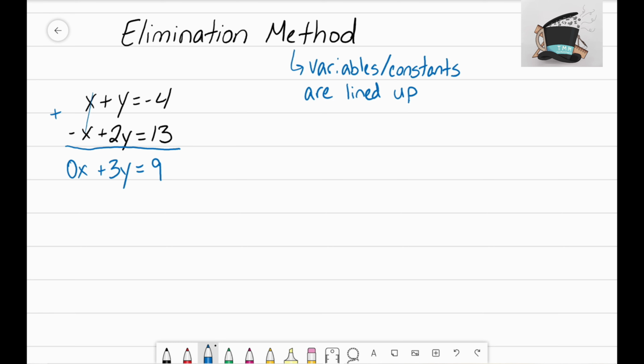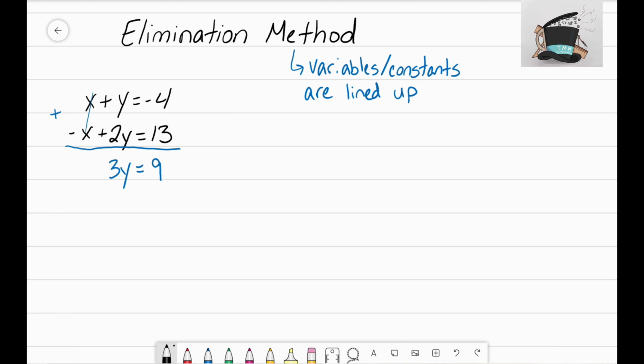Now, I wrote down here the 0x. That can sometimes get a bit confusing, because if there is 0 x's, then there's no x's. I don't really need to write that. So what I'm going to do is erase the 0x just to make it a little more clear on what our final equation ends up being. I now just have 3y equals 9. And that is a single equation with one variable that we can solve.